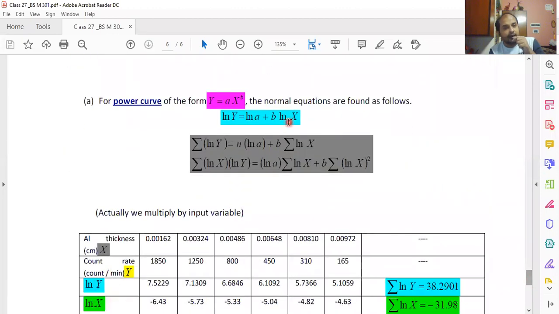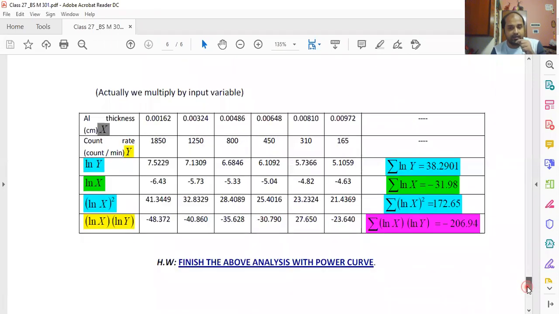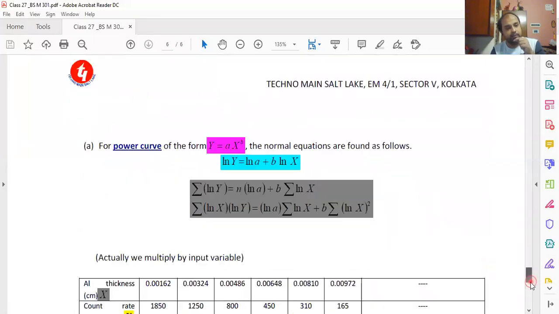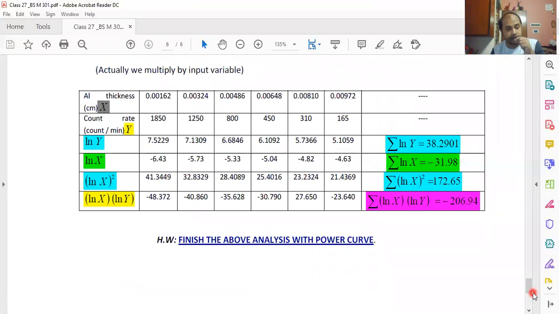the calculation of the power curve also. I wanted to see how the power curve is fitted over here, and then I felt very dizzy and very tired, and I stopped calculating and I left it for you. Finish the above analysis with the power curve. I consider the power curve is this, and I have set the normal equations for you. You try to do it by yourself and see whether the power curve is also best fitted or not, or what is the change among them.